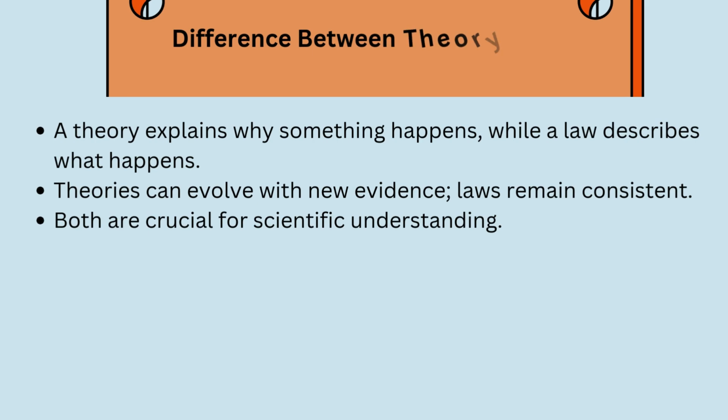Let's see the difference between the theory and the law. A theory explains why something happens, while a law describes what happens. Theories can evolve with new evidence, laws remain consistent. Both are crucial for scientific understanding.